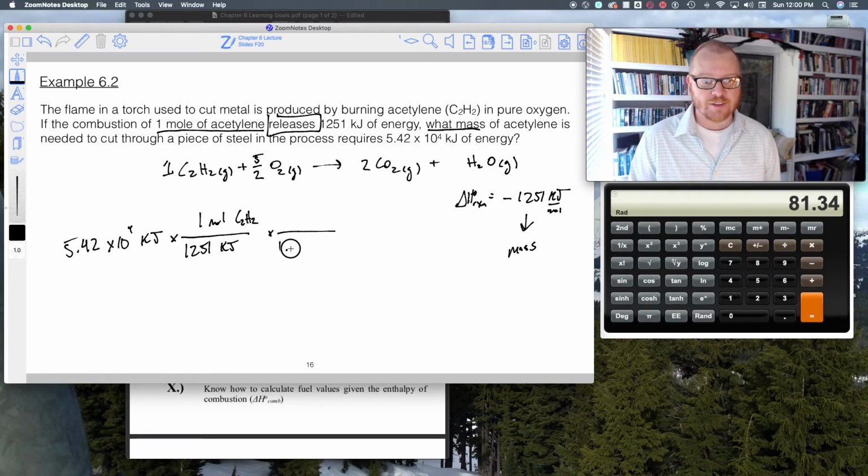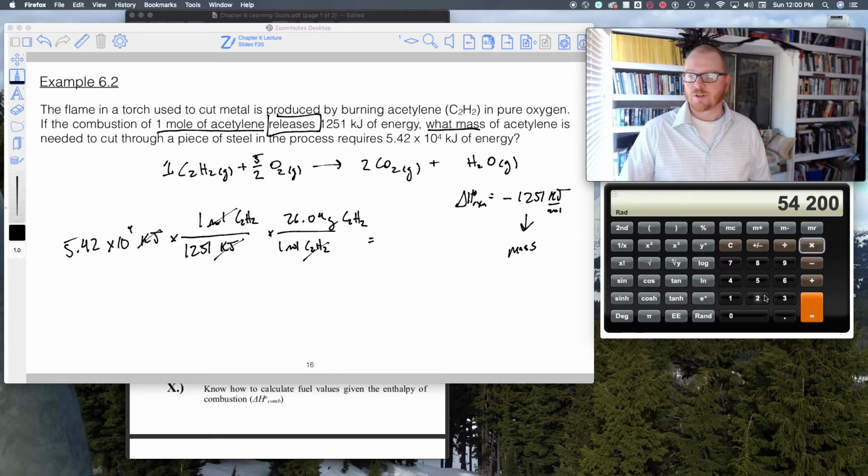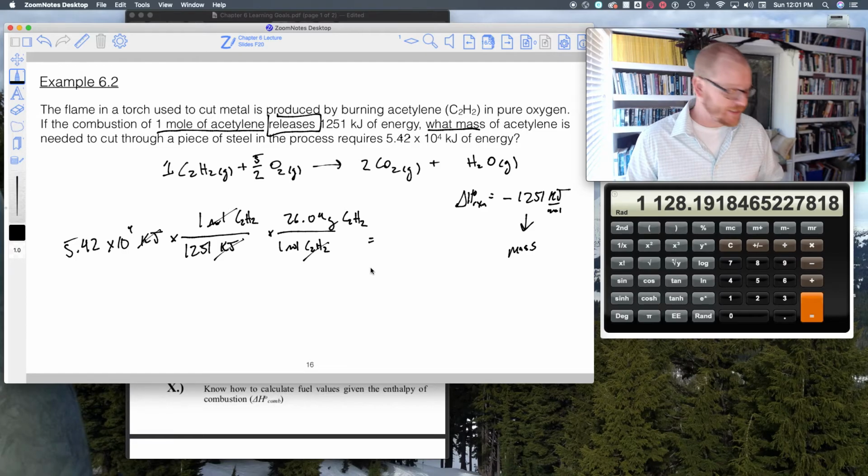And if I look this up on my periodic table really quick, 12.01 for carbon and 1.008 for hydrogen, I get that that's 26.04 grams of acetylene for every mole. So the mole and the mole cancel, the kilojoule and the kilojoule cancel. And now I can go and do this problem here. Let's see, 5.42 e to the 4th times 26.04 equals, divided by 1251 equals, and with 3 significant digits, 1, 2, 3. This one had 4, but I used 3 because that's the least.